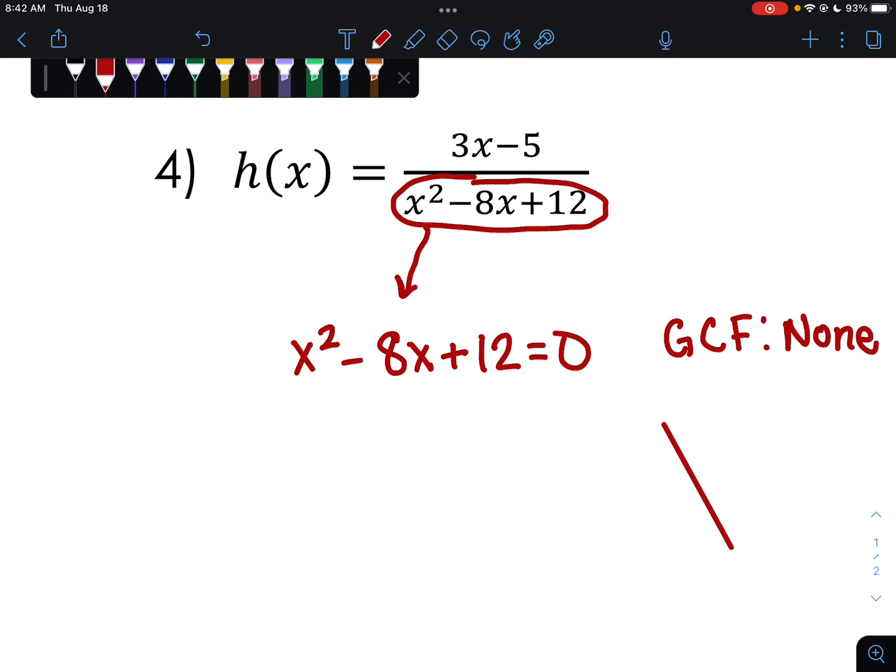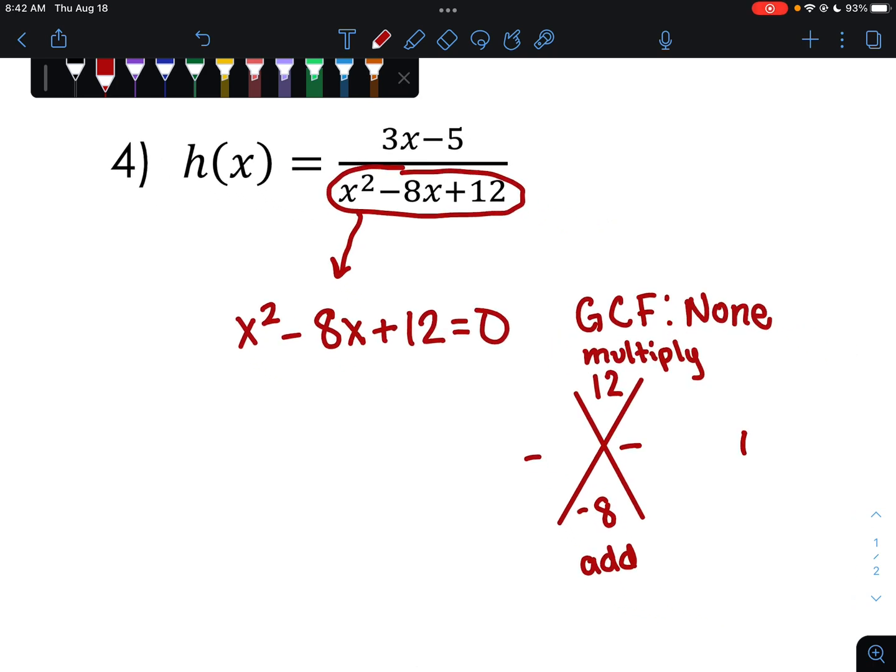Then we can go to our x. Okay, we're going to put the 12 on top. We're going to put the negative 8 on bottom. So we have to think to ourselves, what can we multiply to get 12 and add to get negative 8? Well, if I'm going to add to get negative 8 and multiply to get 12, both of my signs need to be negative. So if you're unsure, you can list whatever numbers multiply to give you 12.